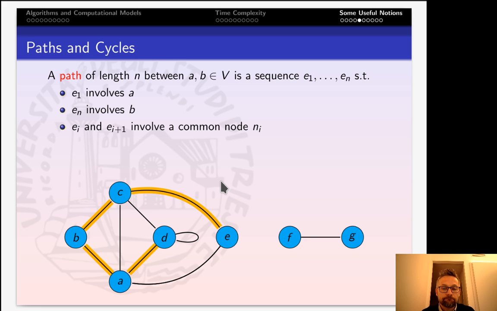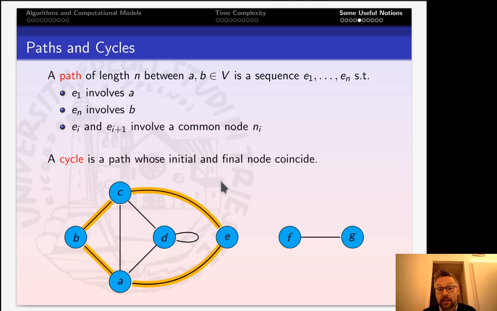Okay? So quite easy. And what's a cycle? Well, a cycle is basically a path in which the source and the destination of the path coincide, so are the same. Such as in this case. So in this case we have a path, and we are moving from E to E or from A to A and so on and so forth.